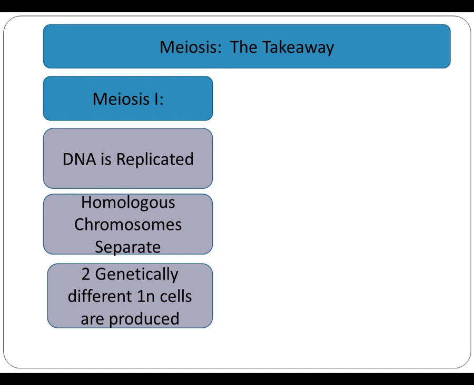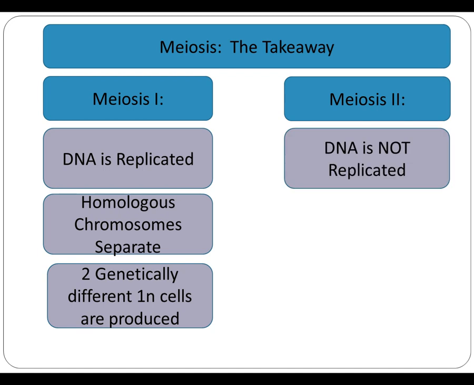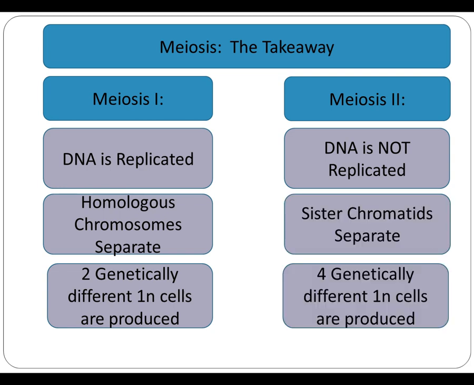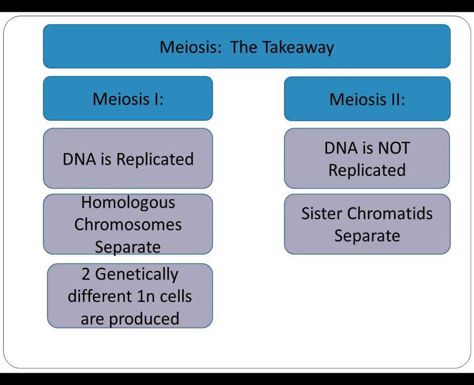So the cells can go into which phase? Meiosis 2. Okay. So in meiosis 2, there is no more DNA replication, because we're trying to halve the DNA. It is critical to understand that during meiosis 2, DNA is not replicated. What type of chromosomes would separate following meiosis 2? I think I hear it whispered. The sister chromatids will be separated following meiosis 2.